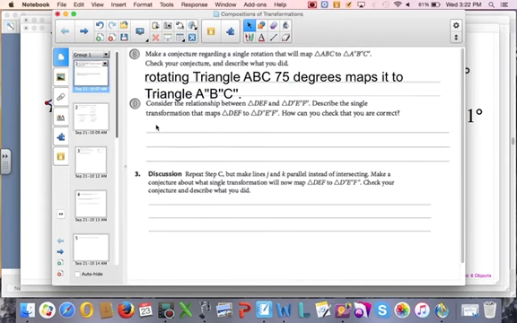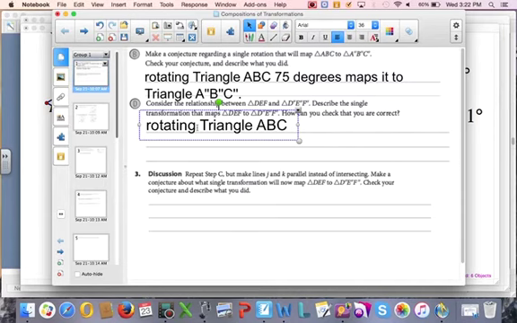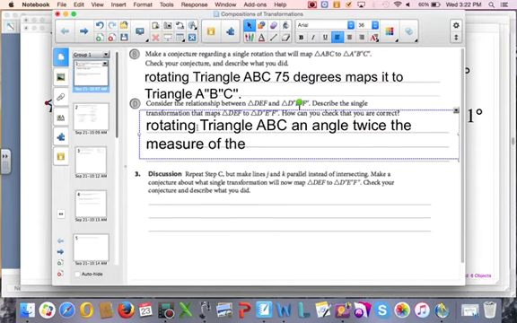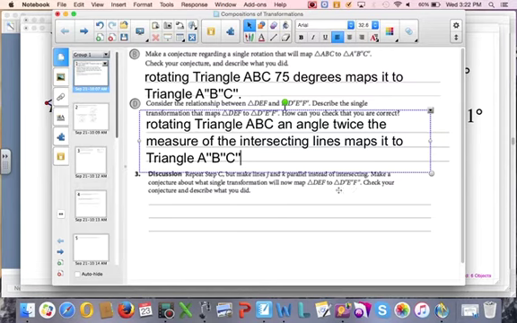So the single transformation that would map triangle DEF to triangle D double prime E double prime F double prime is rotating triangle ABC an angle twice the measure of the intersecting lines, which maps it to triangle A double prime, B double prime, C double prime. And that's what we did.